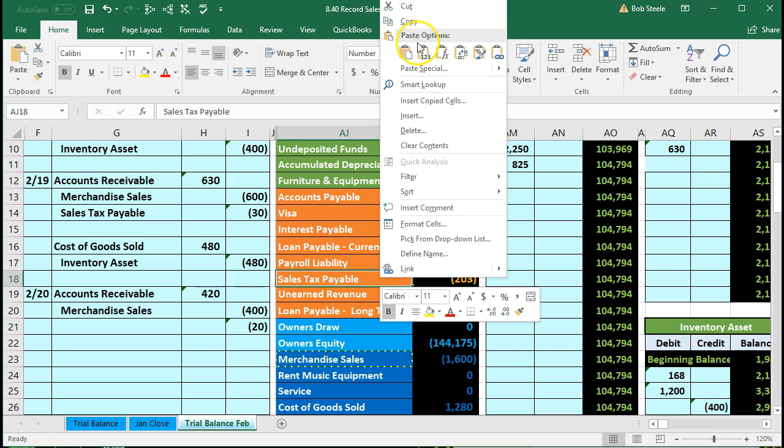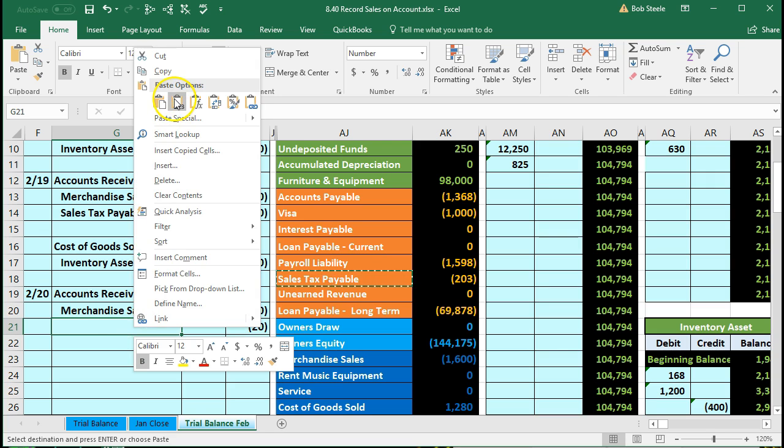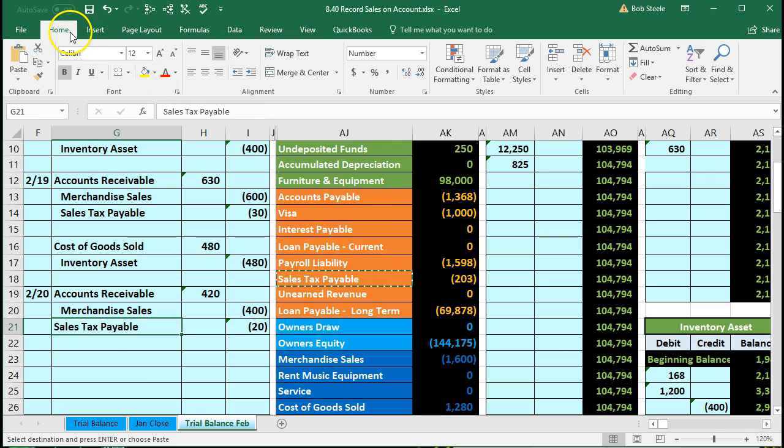Right clicking sales tax payable, copying it, putting that in cell G21. Right click, paste 1, 2, 3. Then we're going to go to the Home tab, alignment group, increase the indentation. There's the journal entry we have journalized into the general journal.